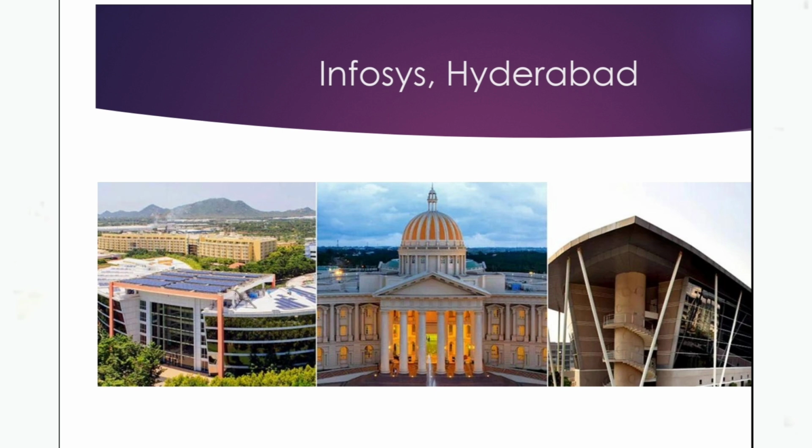The next one is water conservation. In the campus, a rainwater harvesting system is used to collect and store rainwater, which is then used throughout the facility. They also use water recycling systems, and they treat wastewater and reuse it.